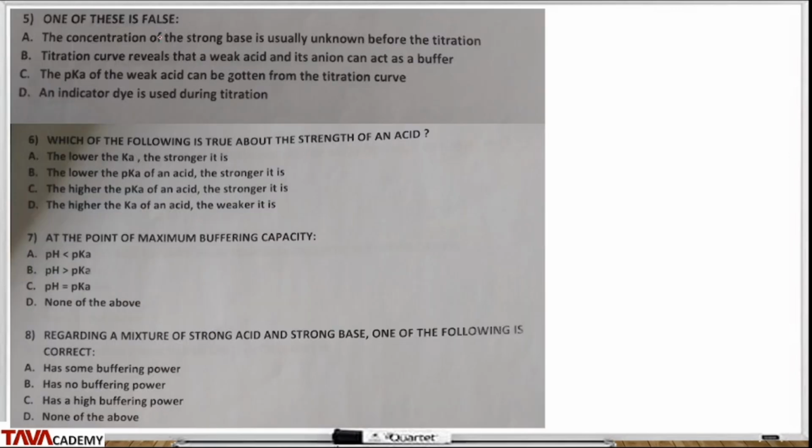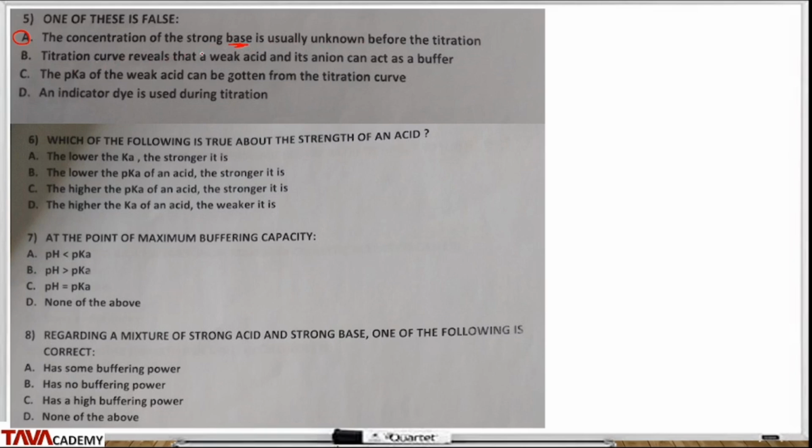Question 5 says, one of these is false. The concentration of strong base is usually unknown before a titration. No, it's usually known. A strong acid is what is not known. So this is actually wrong. So option A is wrong. Strong base is known, but strong acid is unknown.